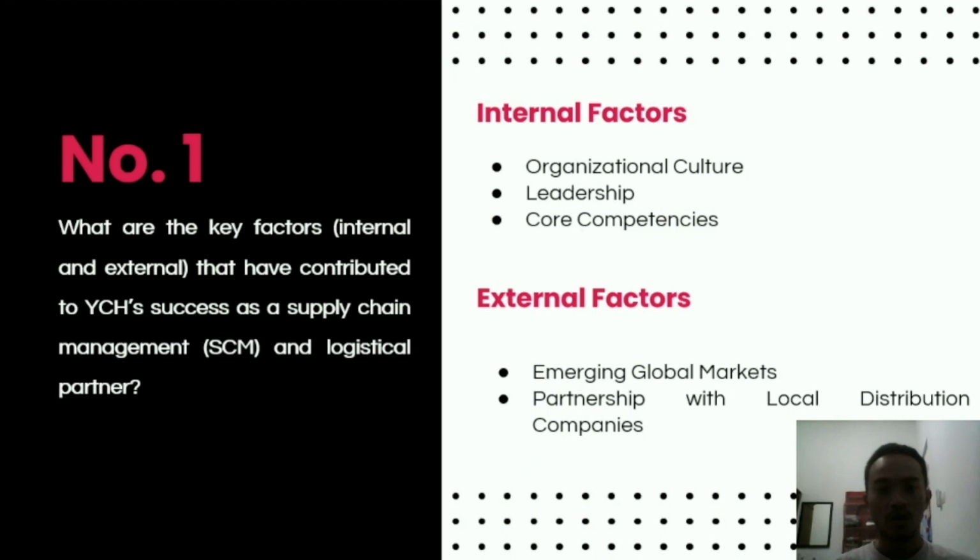Okay, so we are moving to the questions of the case study. Question number one: what are the key factors, internal and external, that have contributed to YCH's success as a supply chain management and logistical partner?